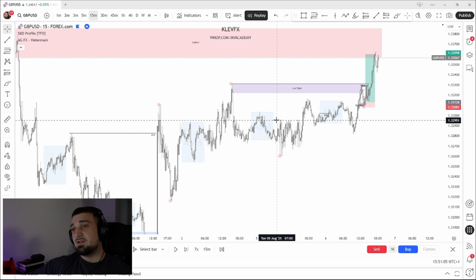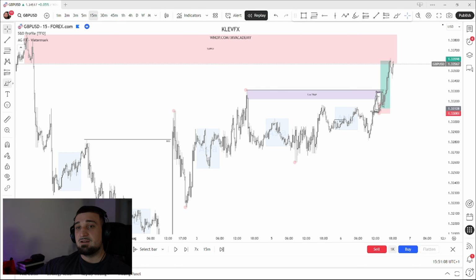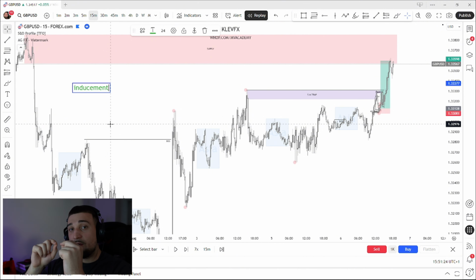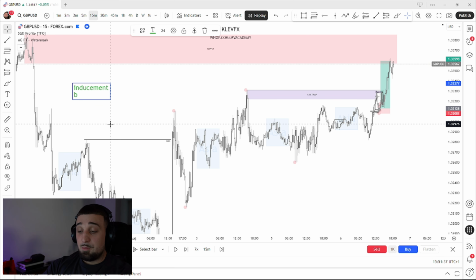In my opinion, what makes a valid supply zone is this right here. Let me explain to you in a list sense. So first thing I want to see coming from a valid supply or demand zone is an inducement. So I want that area to come from an area that's taken liquidity. So my supply zone or my demand zone, I want to have taken liquidity before actually being created. That's my number one. My number two, I want that area to cause a BOS to the downside or the upside.